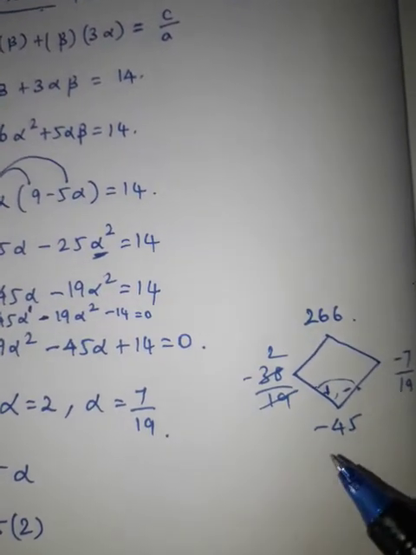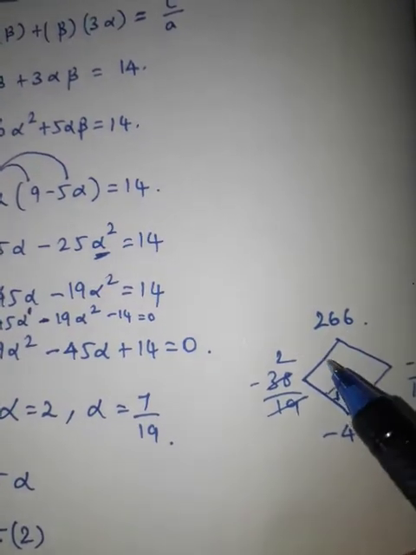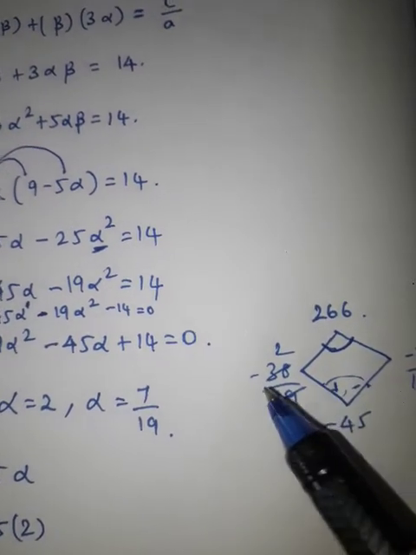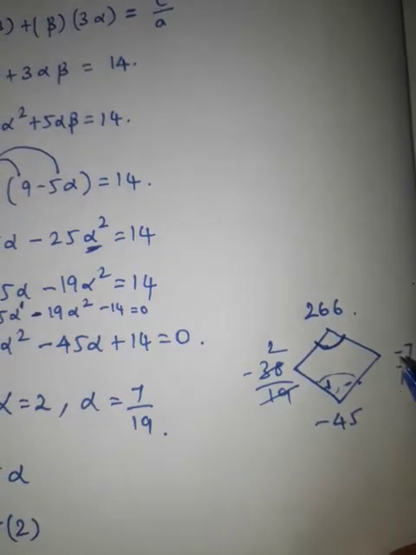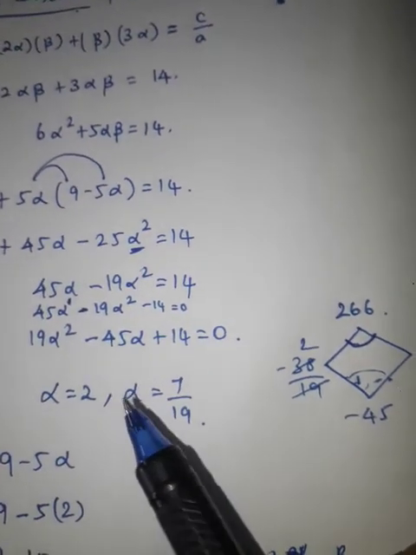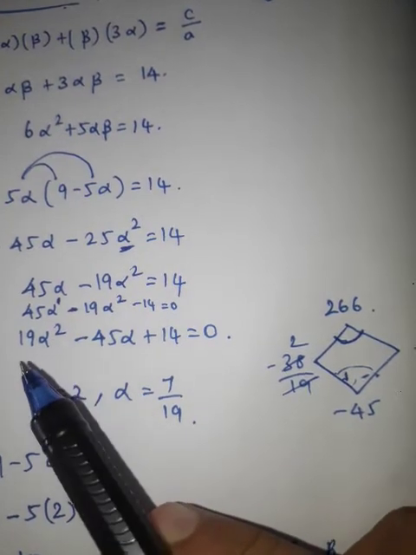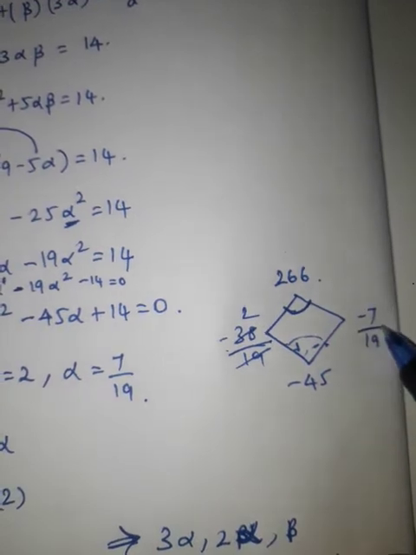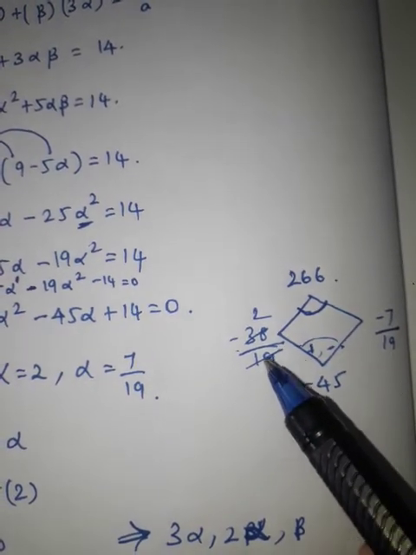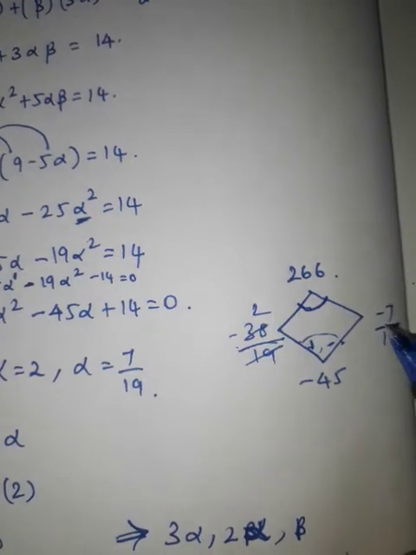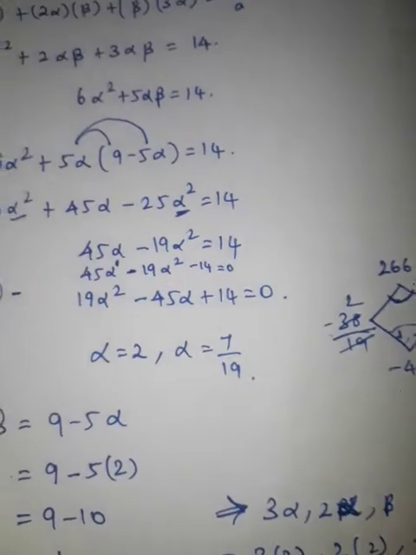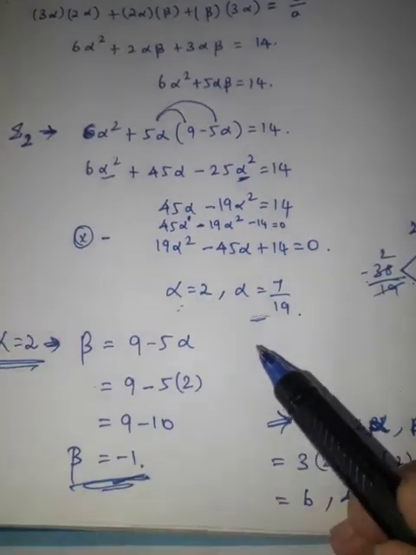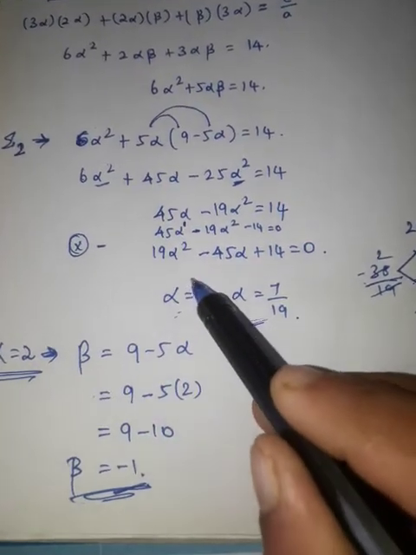If we add, we get minus 45. If we multiply, we get 266. So minus 38 and minus 7 are the numbers. Since alpha square has 19, we divide the two numbers by 19. Minus 38 by 19 cancels to minus 2, and the other does not cancel, minus 7 by 19. So the alpha value is 2, and the alpha value is 7 by 19. First of all we take alpha as 2.